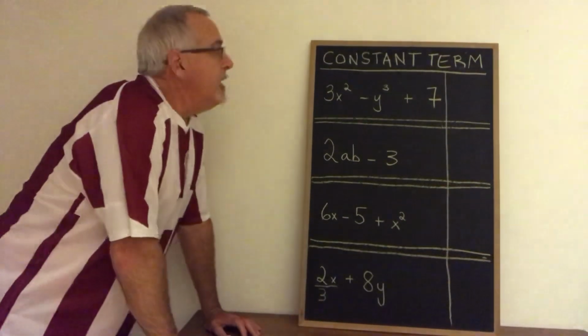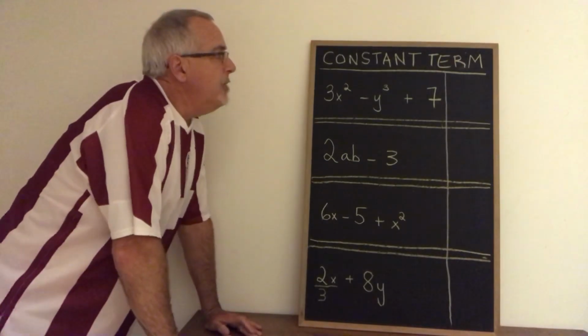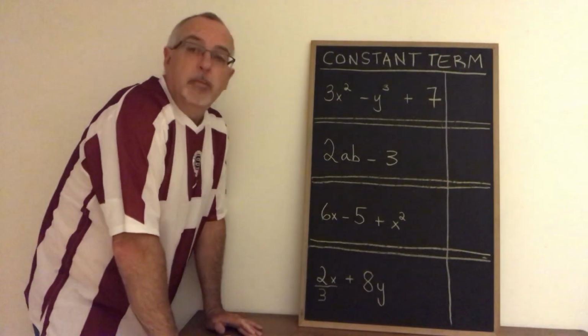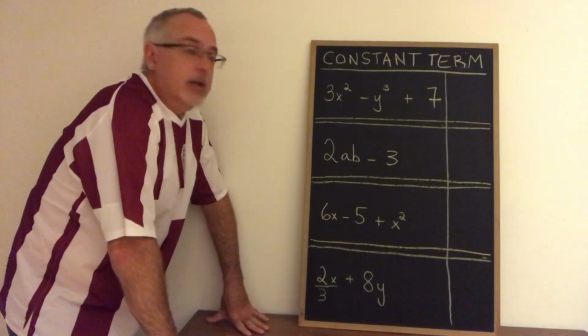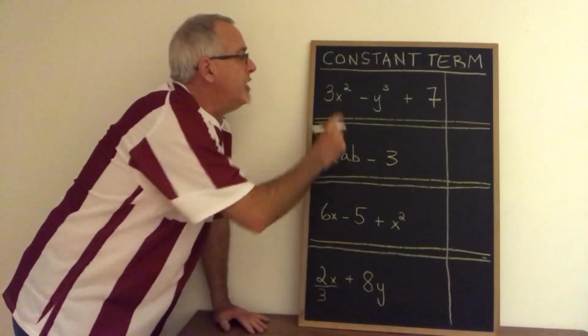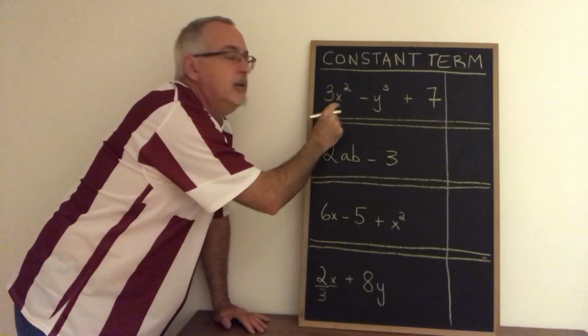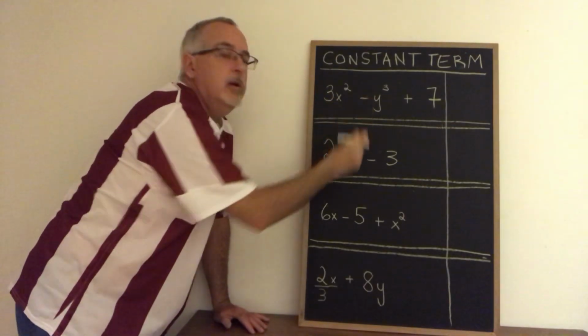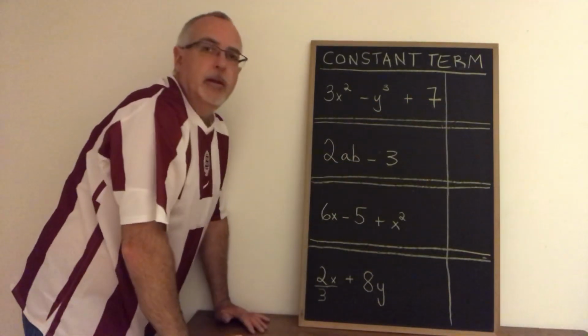Today's Daily Dose of Math is about the constant term in polynomials. Studying polynomials involves studying a lot of terminology, and the word term is one of the things that the student has to get used to. When I talk about a term, 3x squared in this case is a term. Negative y cubed is a separate term. And then there's a third term over here, 7.